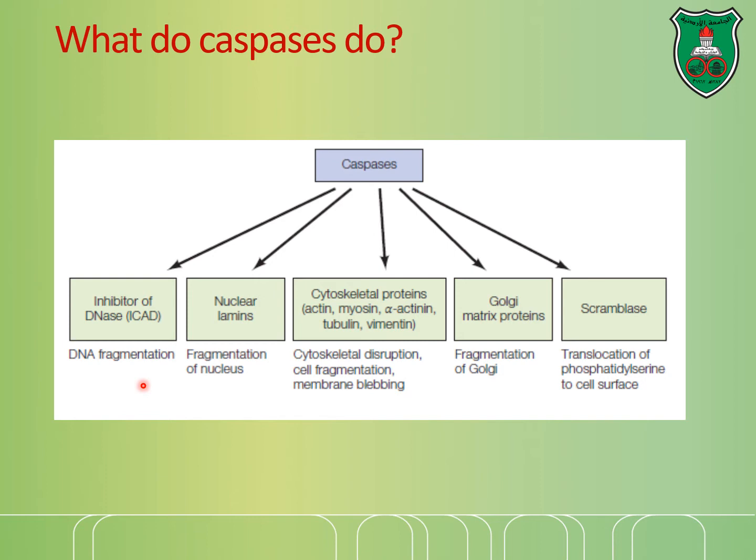DNA. Now caspases also degrade nuclear lamins. Now remember, lamins are the nuclear matrix proteins. So when the nuclear matrix is degraded, that causes fragmentation of the nucleus. Now there are other proteins that are targeted or cleaved by caspases, but we'll focus on the first two.